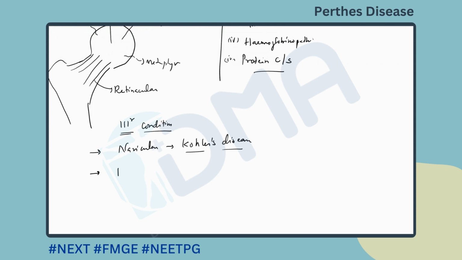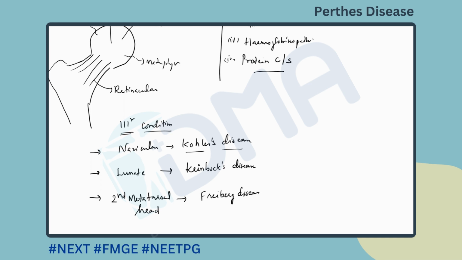If the same happens in the lunate bone, we call that Kienbock's disease. If the same happens to the second metatarsal head, we call this Freiberg's disease.